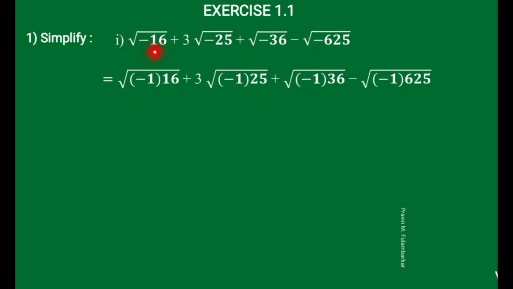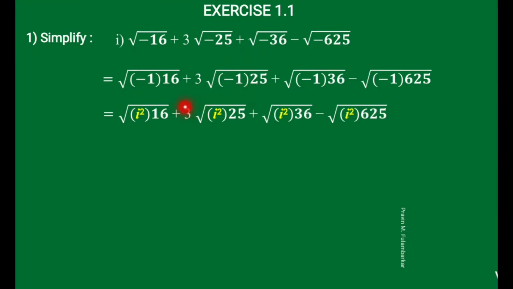So we write this minus 16 as minus 1 into 16, minus 25 as minus 1 into 25, minus 36 as minus 1 into 36, and this minus 625 as minus 1 into 625. So we replace this minus 1 by i square for cancelling this square root. So in each term replace this minus 1 by i square.